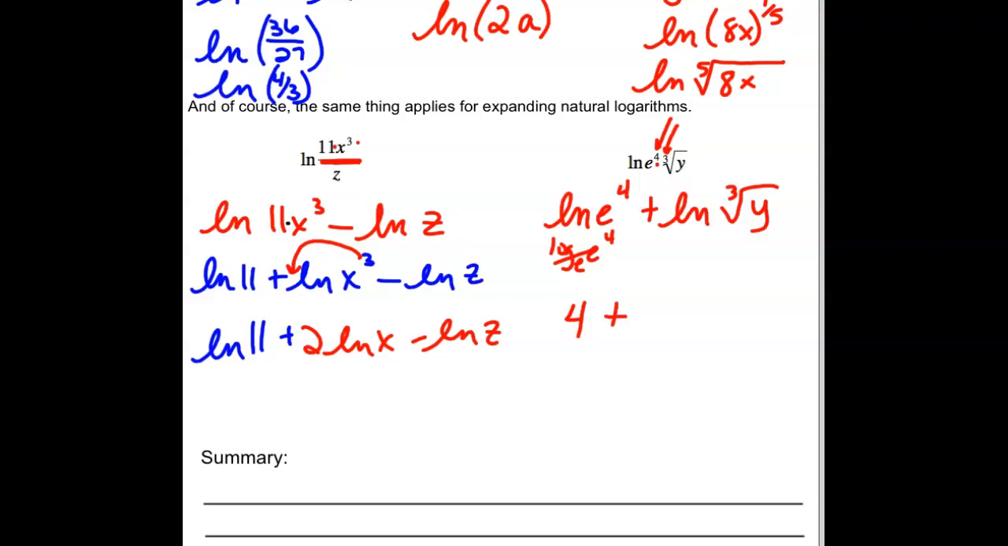For the second part of it, we have a cube root, which is a 1/3 power, and powers get moved out to the front. So you should have 1/3 times the natural log of y. So 4 plus 1/3 times the natural log of y.